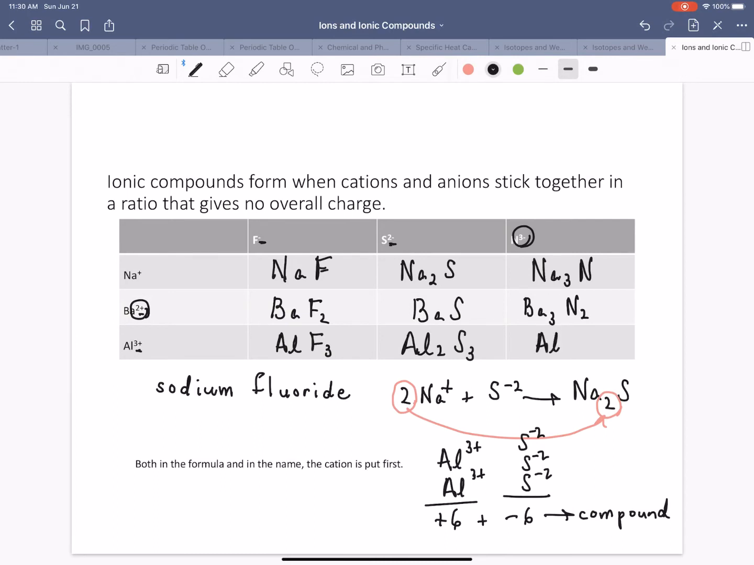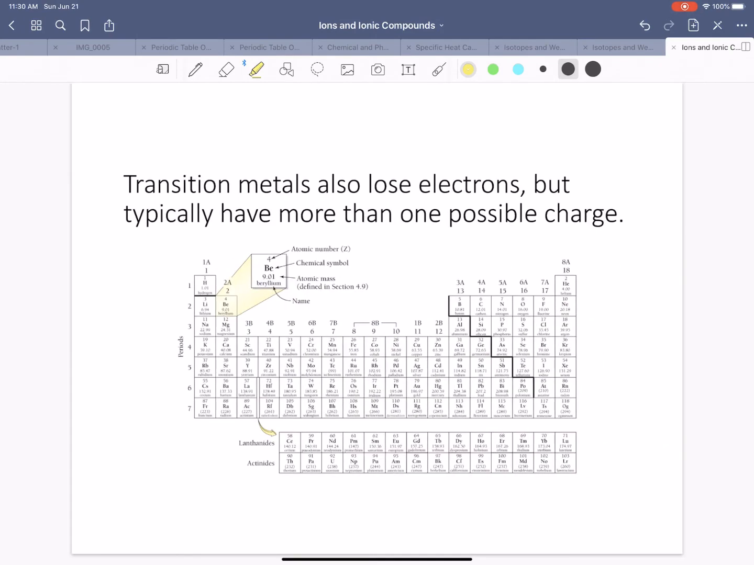Aluminum is +3, nitride is -3. They come together in a 1-to-1 ratio. Whenever we write the formula, we put the cation first. And whenever we write the name, we name the cation first. And basically, we're following the periodic table. Whatever is left on the periodic table is going to go first, and whatever's on the right would go second.